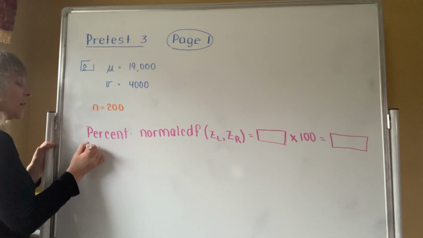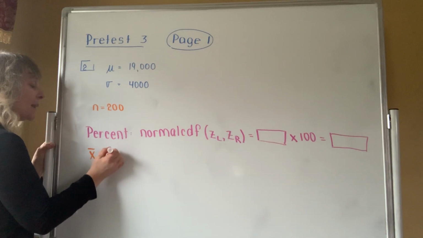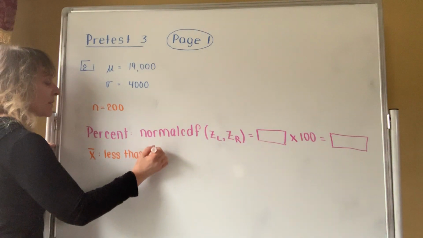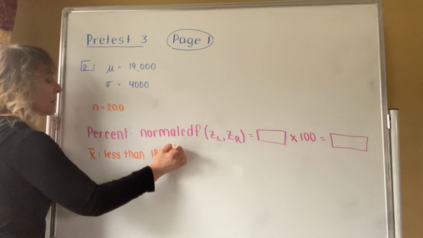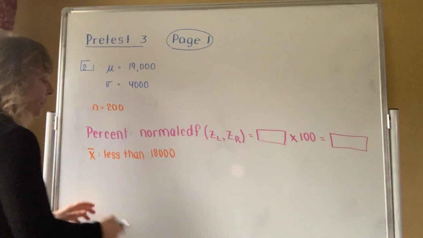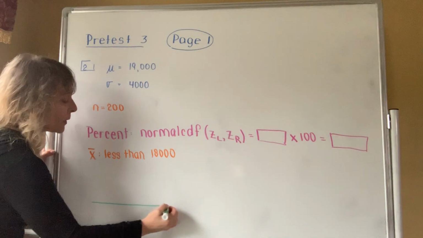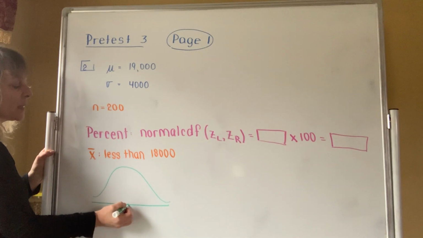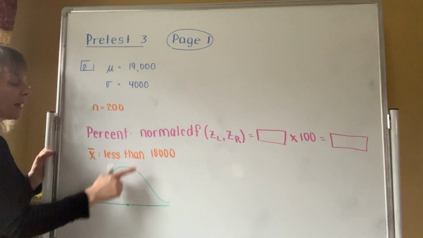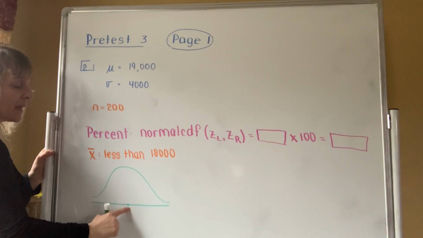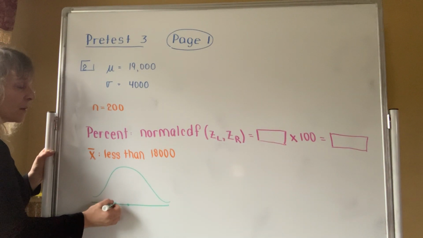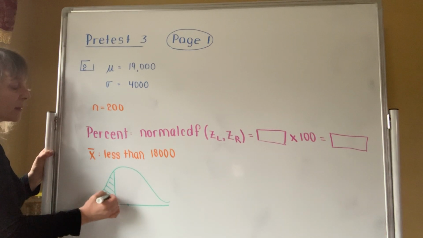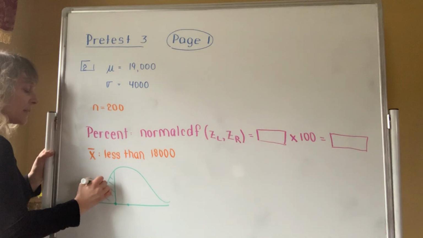So the average for the sample is going to be less than $18,000. So you go to your normal curve. You draw that bell shape. Remember, a z-score of 0 is in the middle, and that corresponds to 19,000. So a z-score of 18,000 should be to the left. If I want less than 18,000, I want this side. This is the less than side.